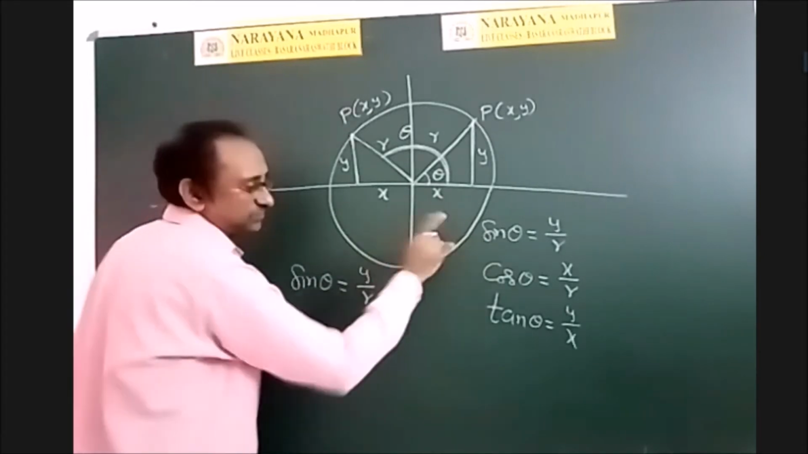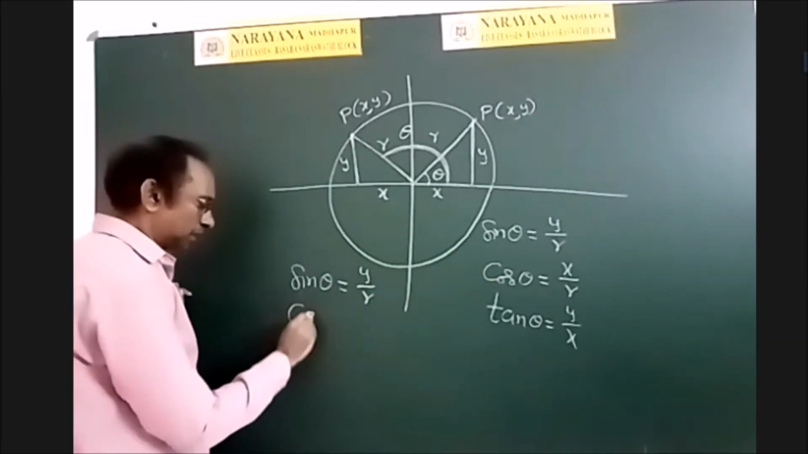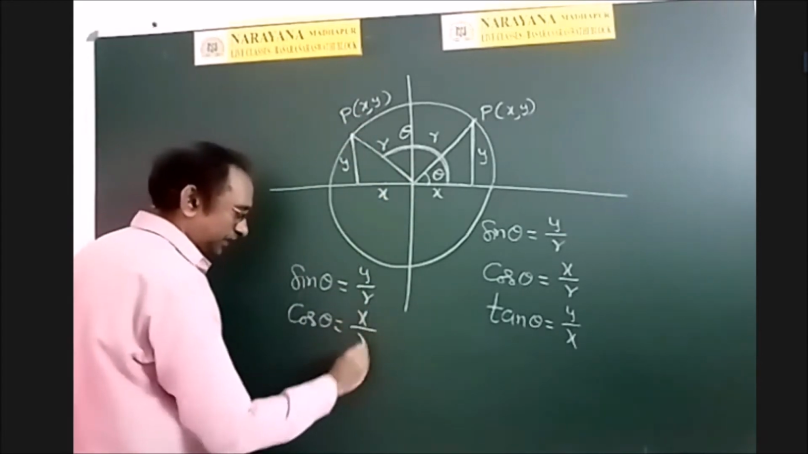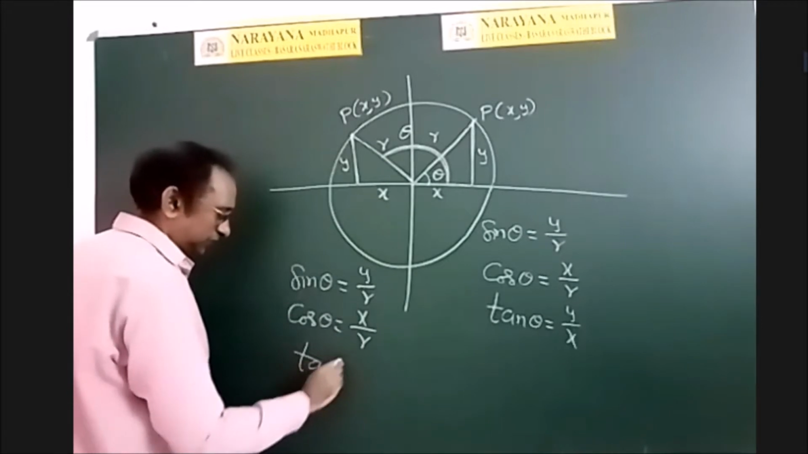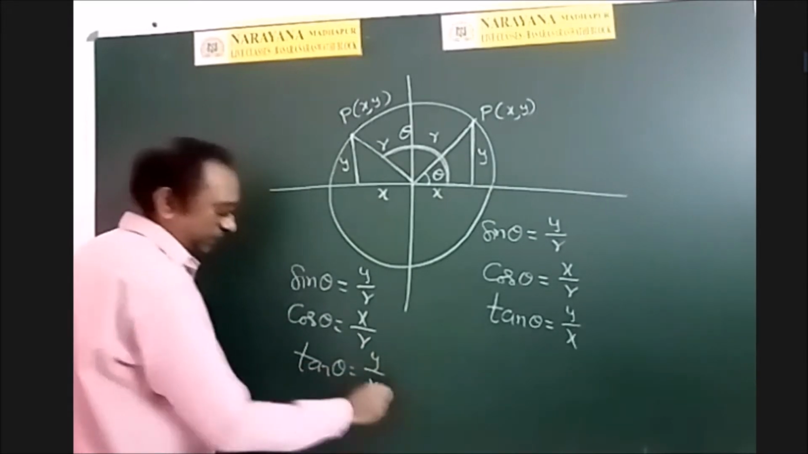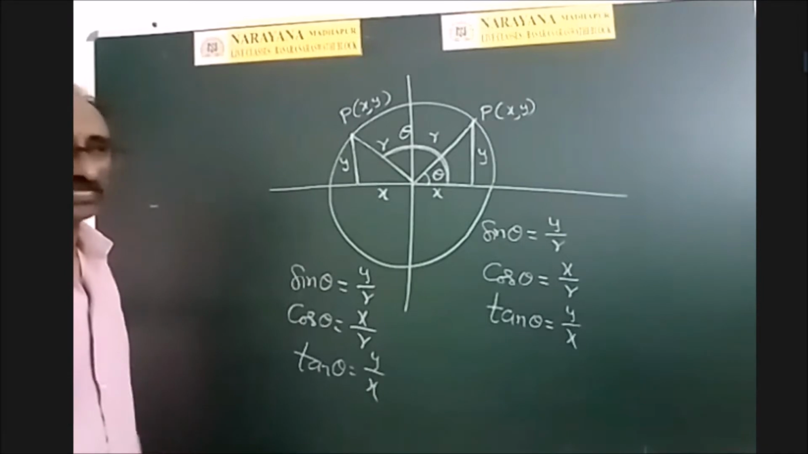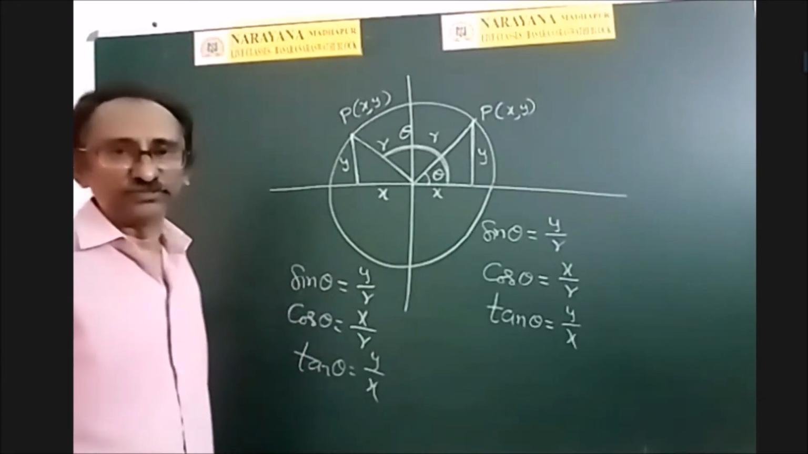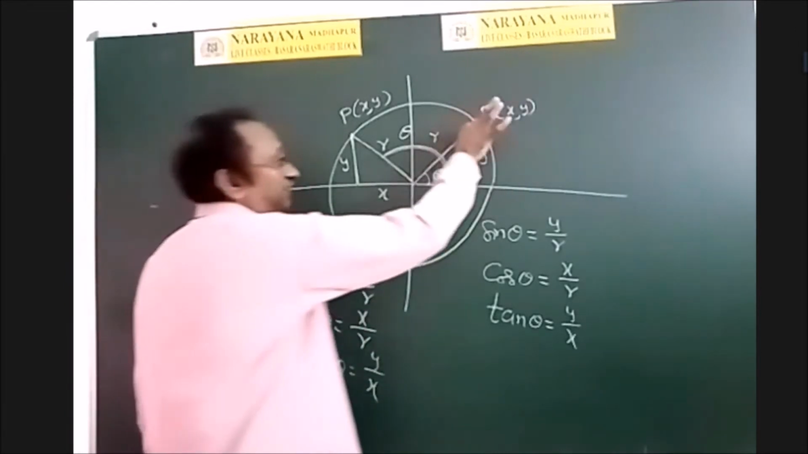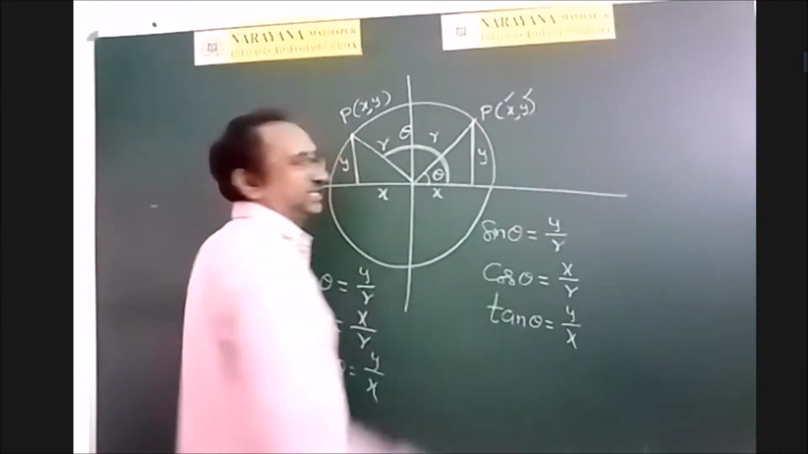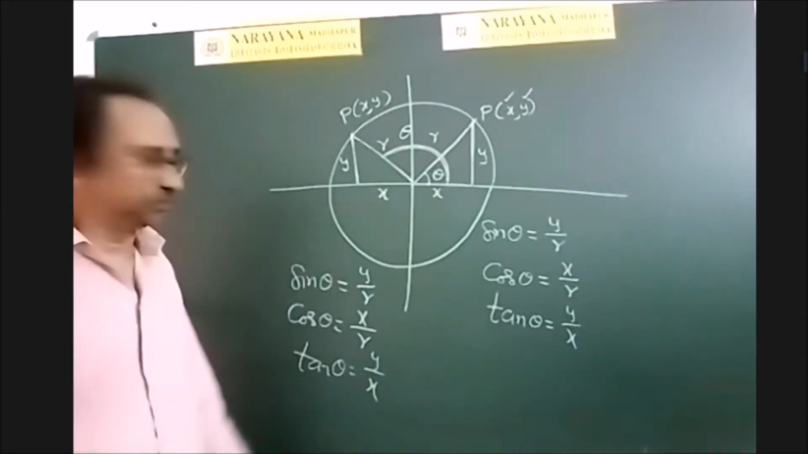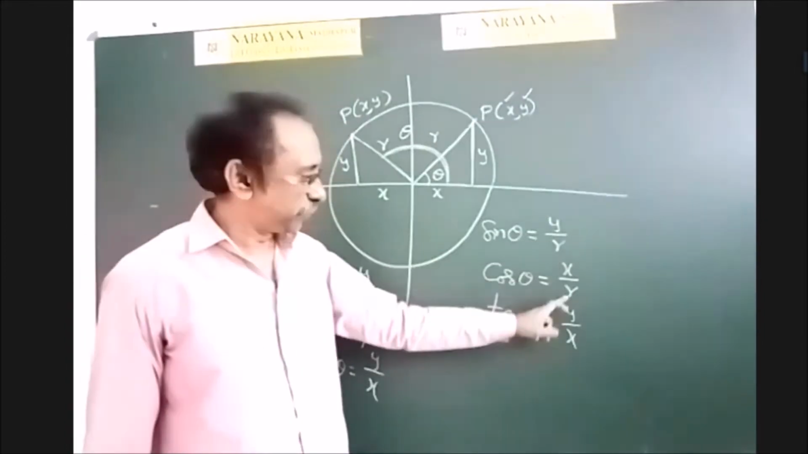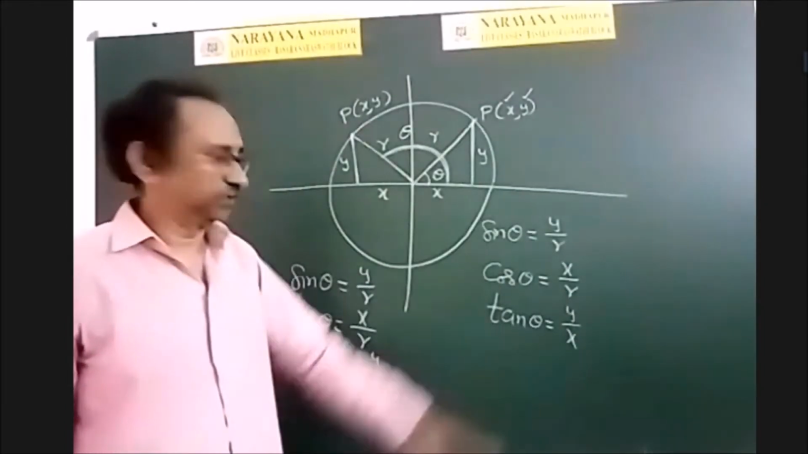If you observe, the definition seems to be the same. That is cos theta, the x coordinate of the point by the radius, and tan theta, the y coordinate by the x coordinate. And now you can understand why in the first quadrant all are positive, in the second quadrant sine only is positive, like that. So if you see, in the first quadrant the x coordinate and y coordinate of any point are always positive, and the radius is always considered to be positive. So positive by positive, positive by positive, positive by positive. Therefore, they cannot be negative.